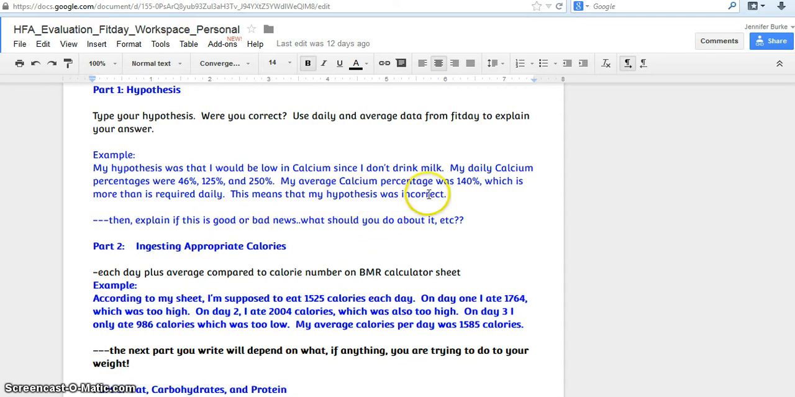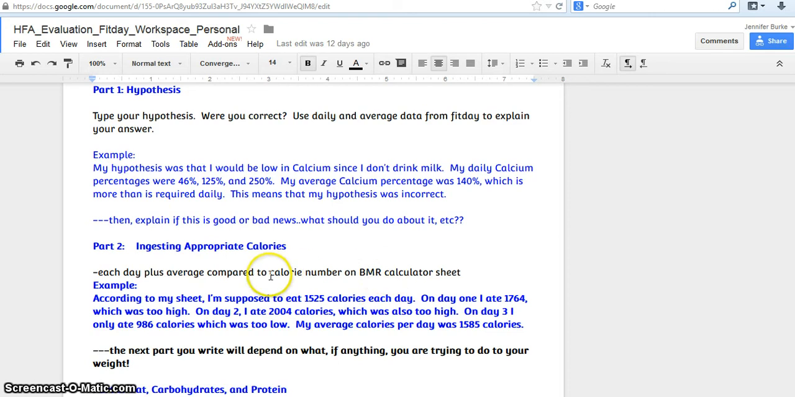For example, this hypothesis was incorrect, but it's good news about my diet, that I'm getting more calcium than required. That's a good thing, not a bad thing. So being right or wrong does not matter. Your ability to interpret your data does.